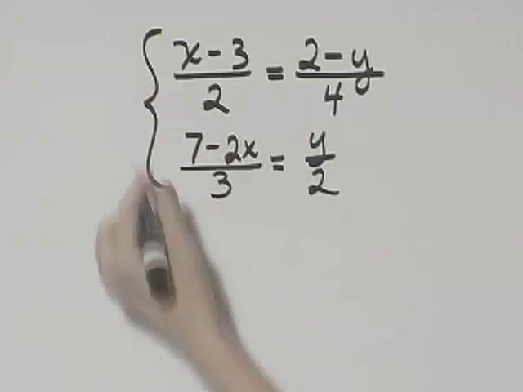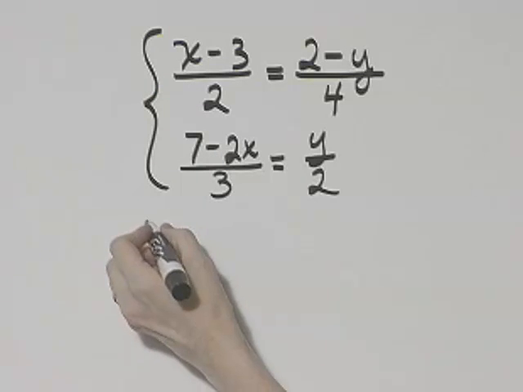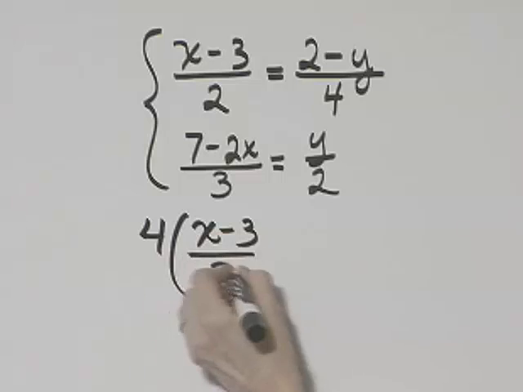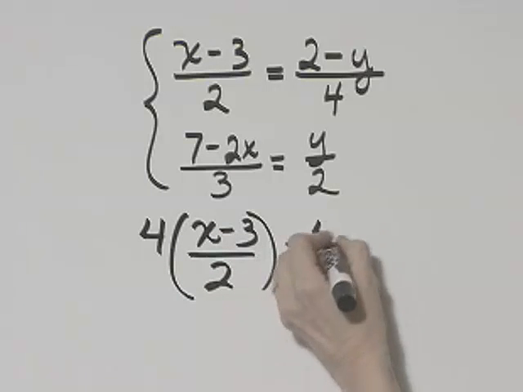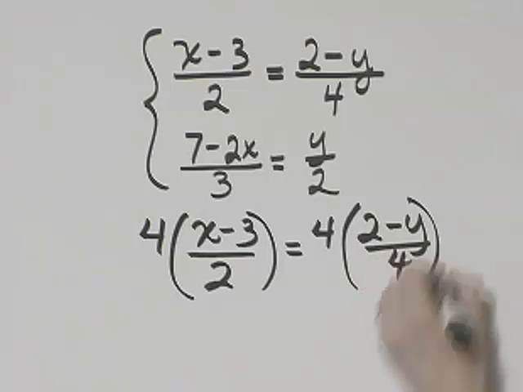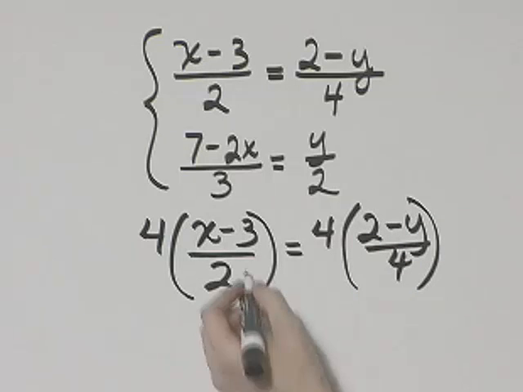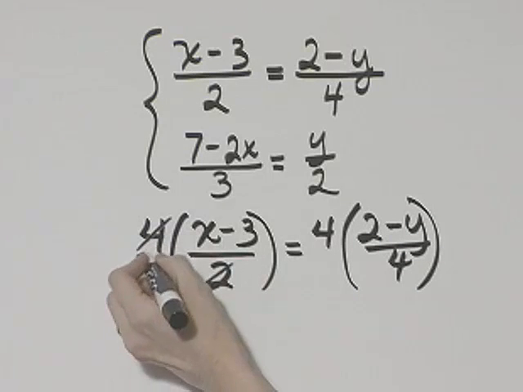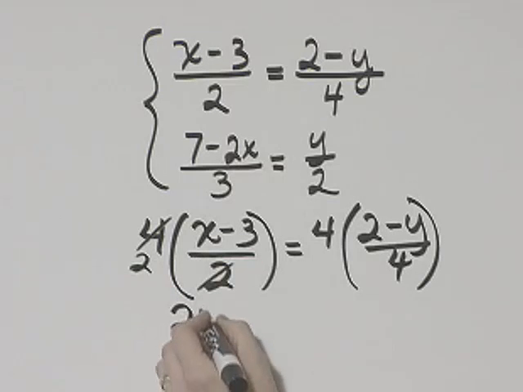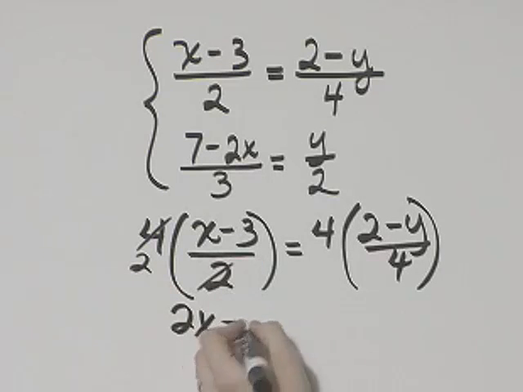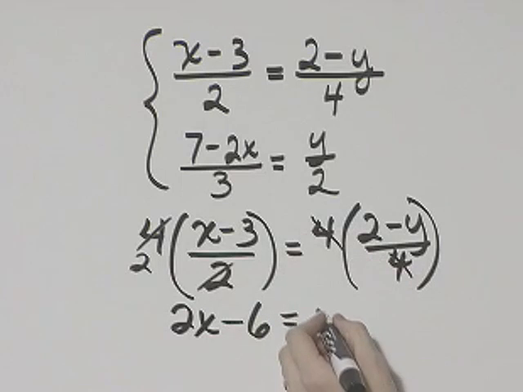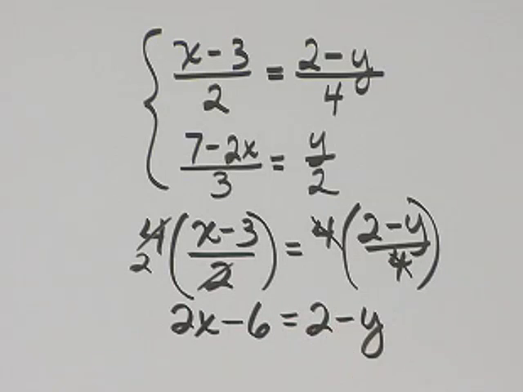So I'm taking this first equation. I'll multiply the left side by 4. And then I'll multiply the right side by 4. I'm clearing this first equation of fractions. So 2 divides into 4 2 times, and let's go ahead and multiply. That's 2 times x, or 2x, minus 2 times 3, or 6, is equal to, and here the 4's divide out, and I have 2 minus y.